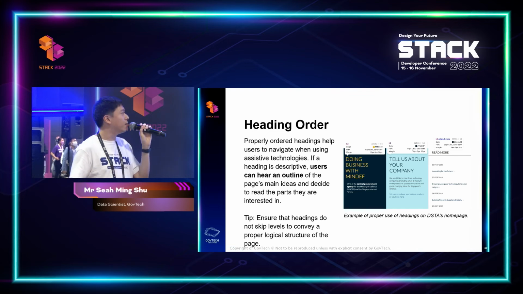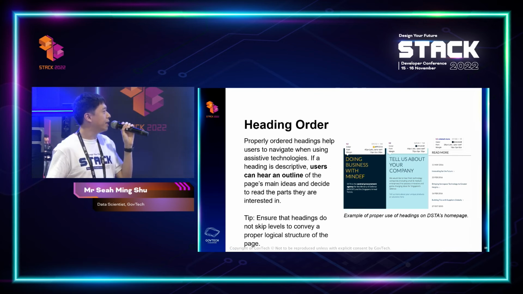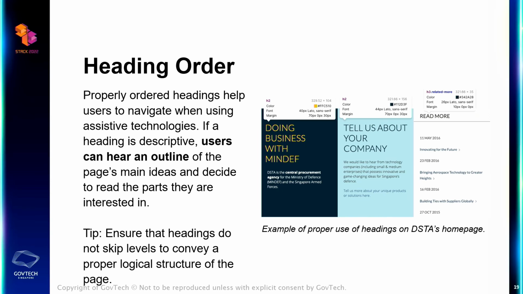And the next one is heading order. Properly ordered headings help users to navigate when using assistive technologies. If the headings are descriptive, users can hear an outline of the page's main ideas and decide for themselves which parts they want to read. In this case, you can see the screenshot shows DSTA's homepage. They have used proper headings to differentiate the different sections of the page.